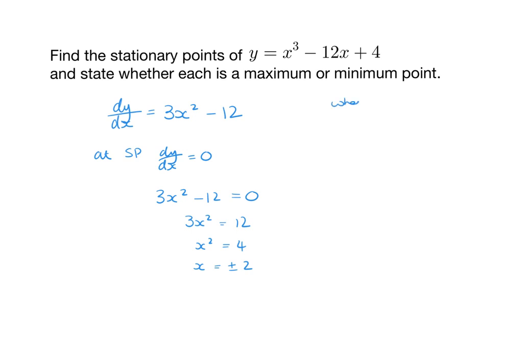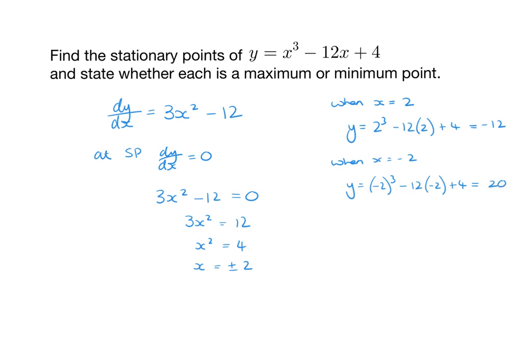So when x is equal to positive 2, we have y is equal to 2 cubed minus 12 times 2 plus 4. So y is equal to minus 12. And then when x is equal to minus 2, we have the same, but with minus 2 cubed minus 12 times minus 2 plus 4. So y is equal to 20. So this means I've got the two turning points: I've got 2, minus 12 and I've got minus 2, 20.